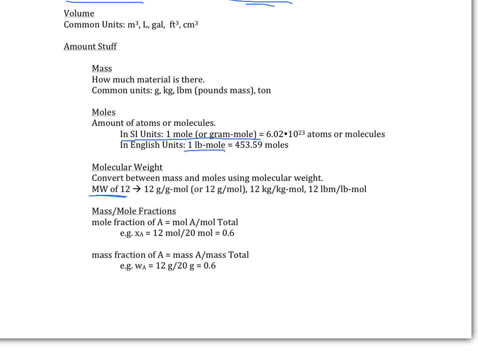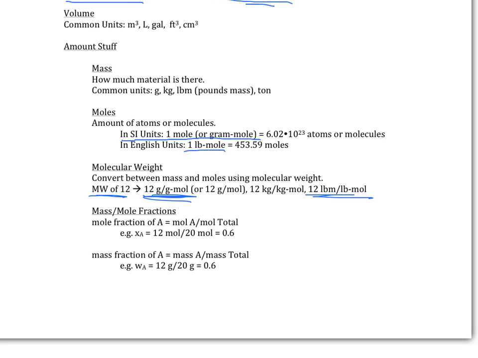Or it could mean 12 kilograms per kilogram mole, where a kilogram mole is in reference to a kilogram. Or it could mean 12 pounds mass per pound mole. This would be the English units definition of the molecular weight, where we're taking into account the pound mole, the English unit for moles. And again, the definition of grams per mole is the one you've probably seen before. It's the one we use most often, but molecular weight can also be used in other unit systems.